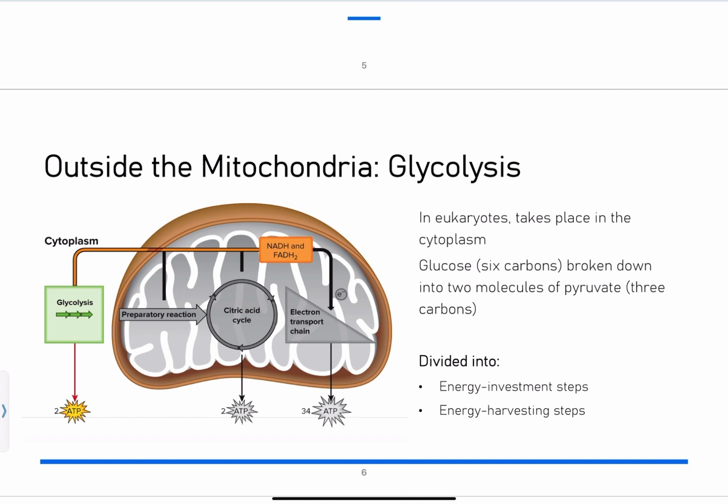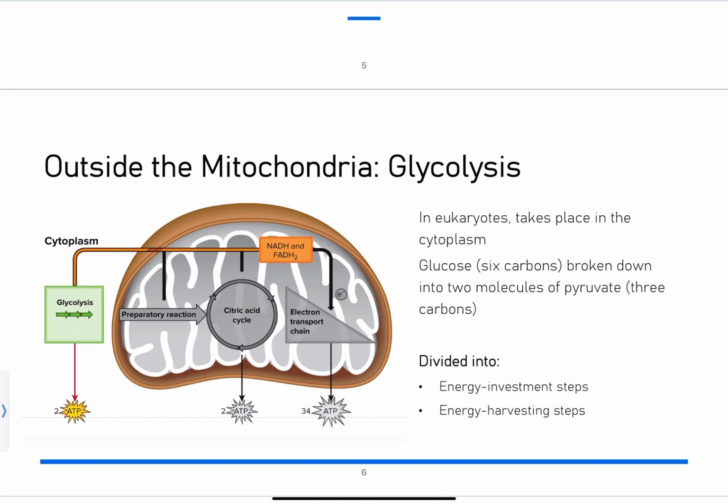And glycolysis is named so because we are literally lysing a glucose molecule in half. Glucose is a 6-carbon molecule, and we're going to lyse it in half to produce 2 3-carbon molecules, and those 3-carbon molecules are referred to as pyruvate. It is about a 10-step process in order to get from glucose to pyruvate.